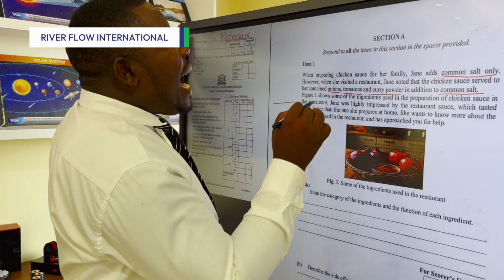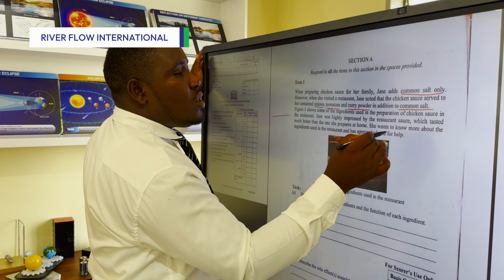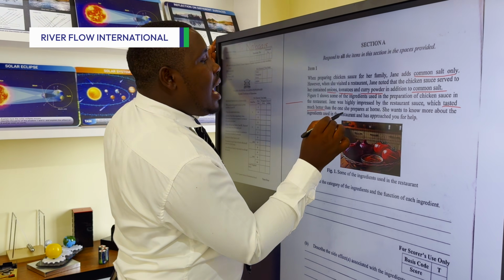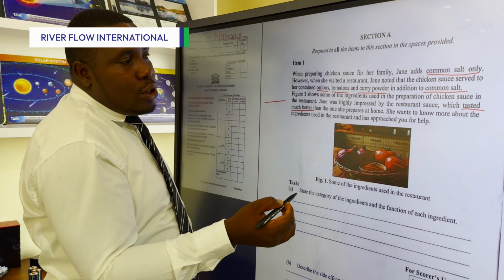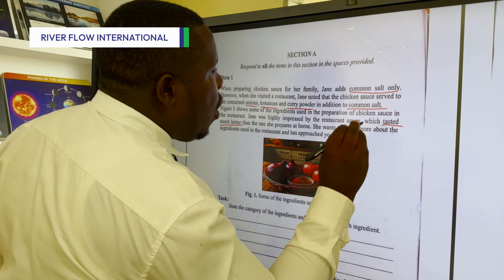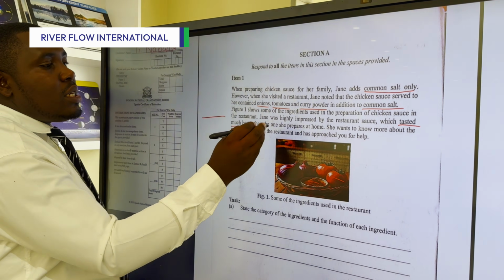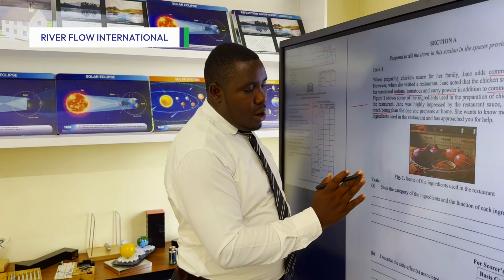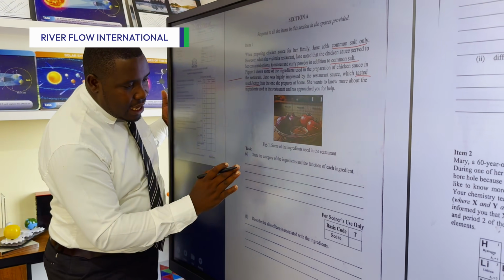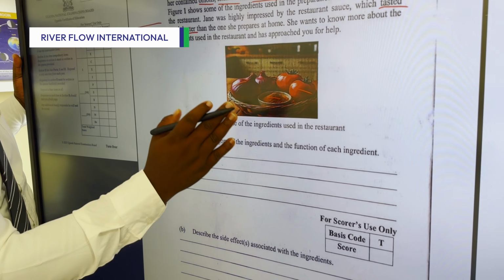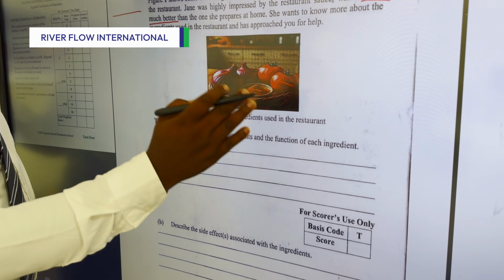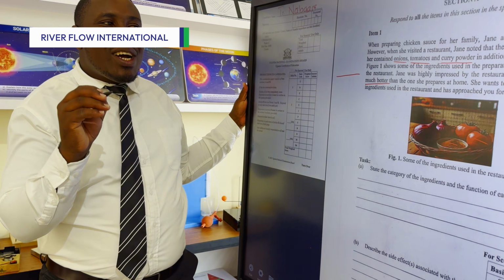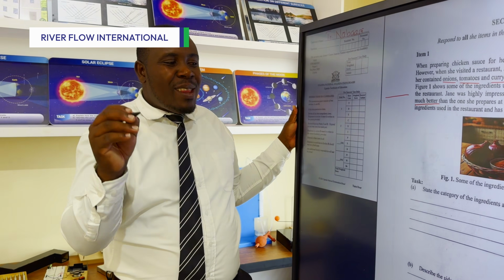Now, Jane was highly impressed by the restaurant sauce, which tasted much better than the one she prepares at home. She wants to know more about the ingredients used in the restaurant and has approached you for help. We are going to start with task A. State the category of ingredients and the function of each ingredient. So we are going to look at them in detail one after the other.